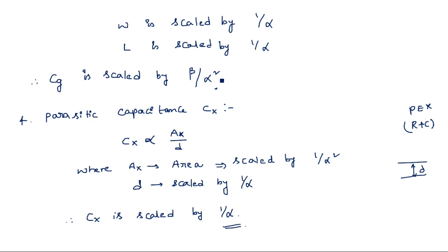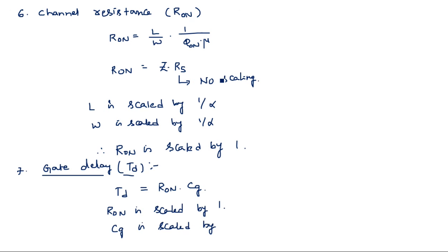See, Cg is scaled by beta by alpha square. So take the same beta by alpha square. If you multiply these two, 1 into beta by alpha square, so tau d is also scaled by beta by alpha square. Therefore, Td or tau d is scaled by beta by alpha square. This is the scaling factor of this particular Td.